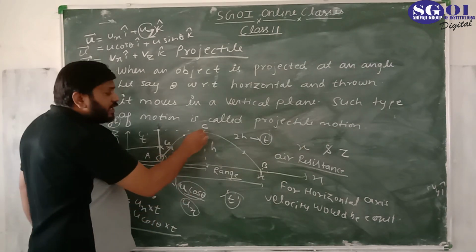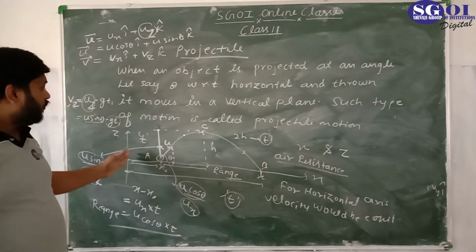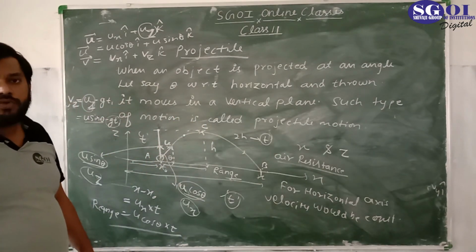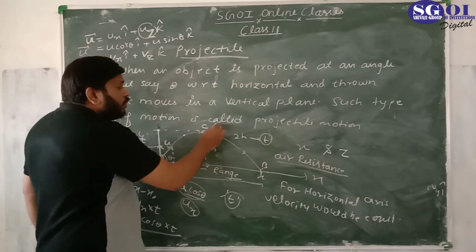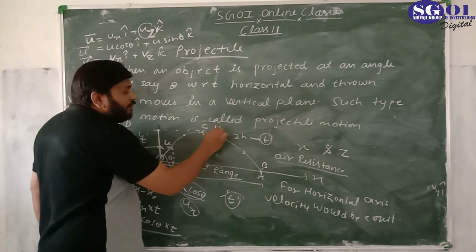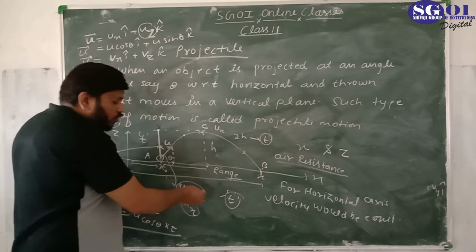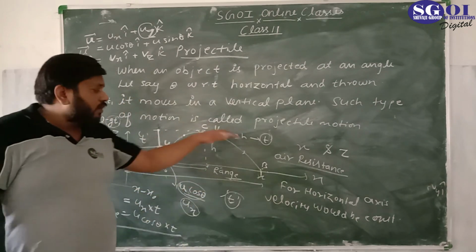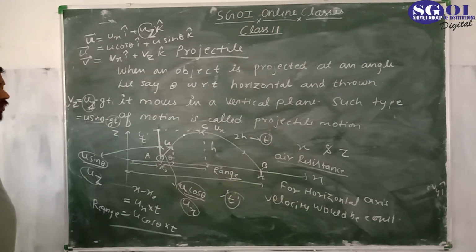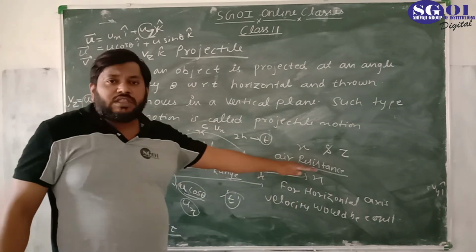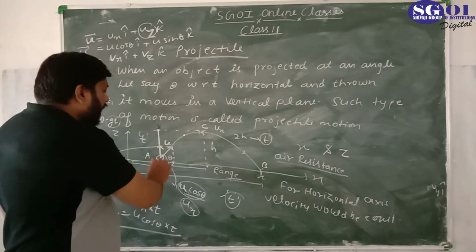And at this position, at maximum height, we know that the vertical component of velocity becomes 0. So here the only term which remains is ux, we can say vx or ux, which is u cos theta, because it would not change over this whole trajectory. It would remain the same.